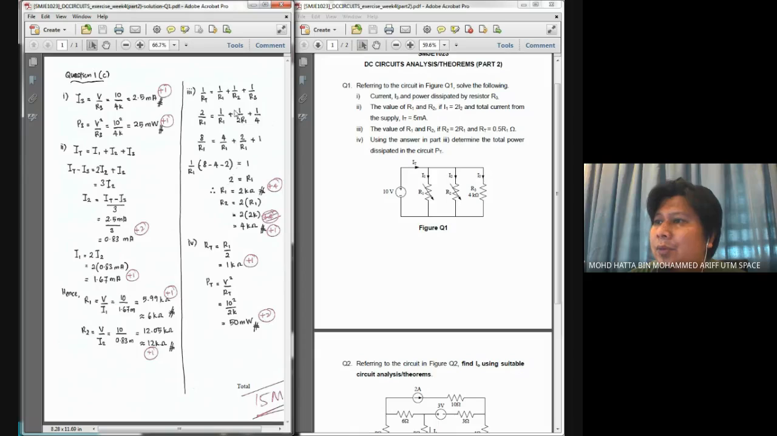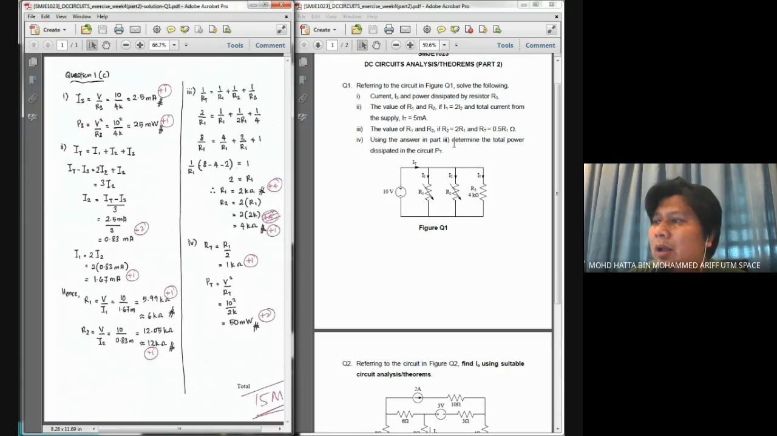And if you do the mathematics, solve this equation, at the end you will get your answer as R1 equals 2 kilo ohm and R2 as 4 kilo ohm. And for question number 4, it is stated that using the answer in part 3 means that R1 and R2 must be used based on the third part.